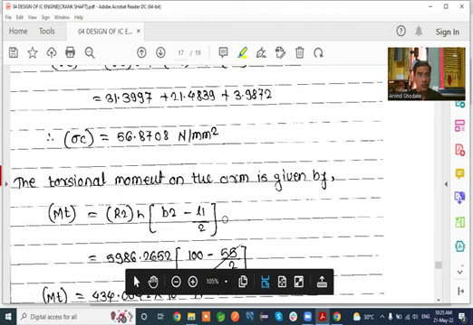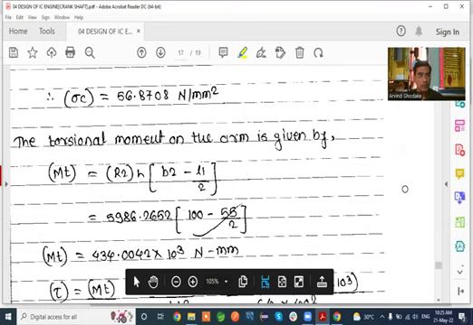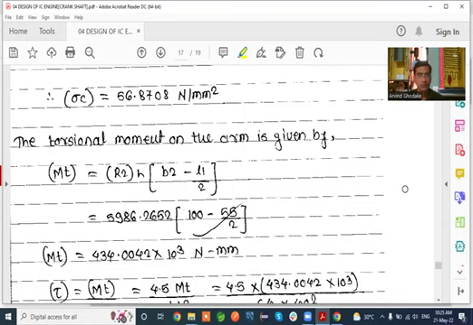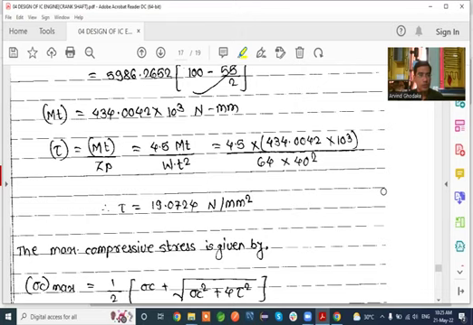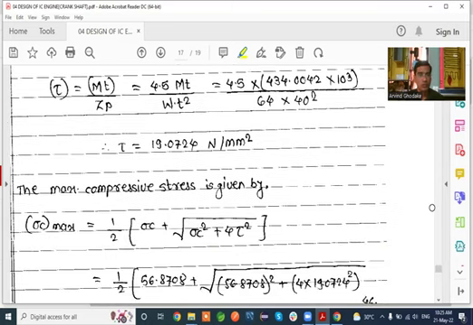The torsional moment on the arm is given by MT is equal to R2H into (d2 minus l1 by 2). Therefore, the torsional moment is calculated as 434.0042 into 10 raised to 3 Newton mm. Therefore, shear stress is calculated by the formula MT upon Zp, so tau is equal to 19.07 Newton per mm square.